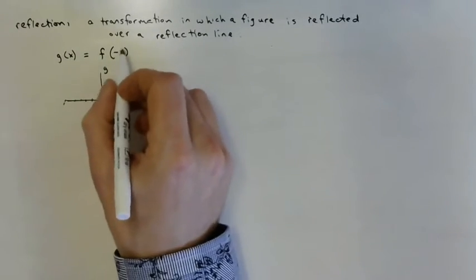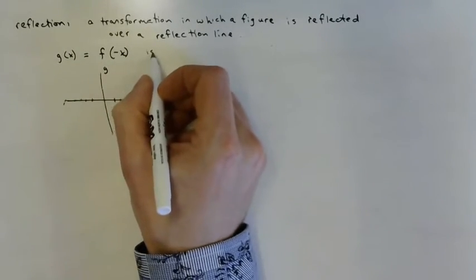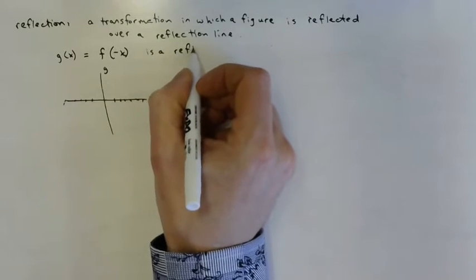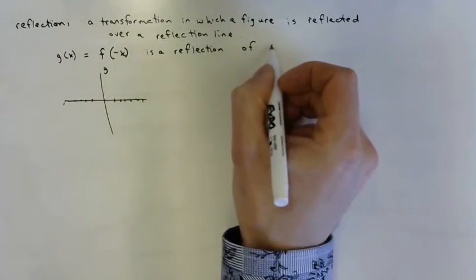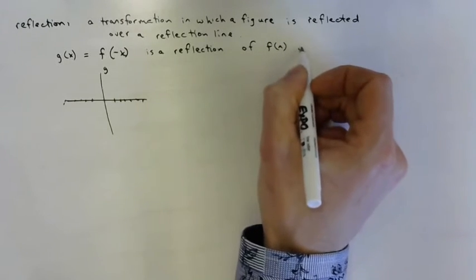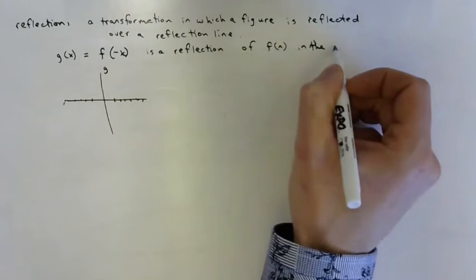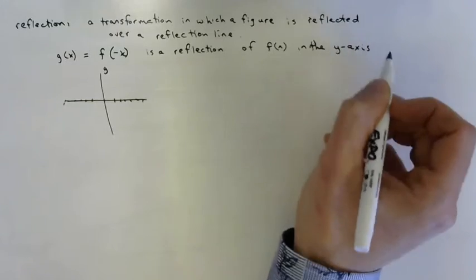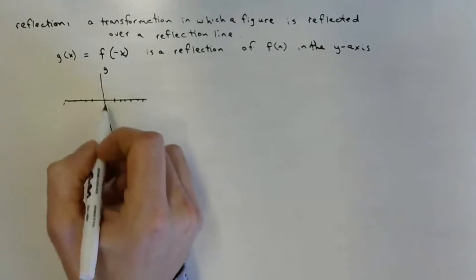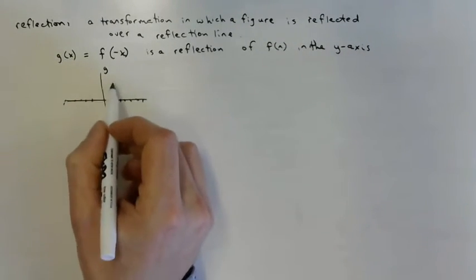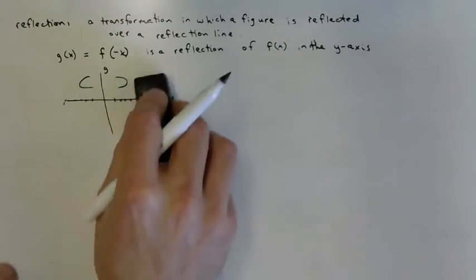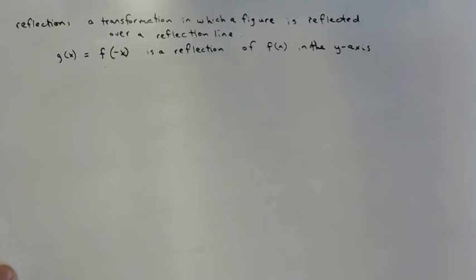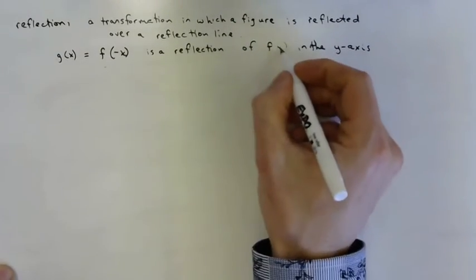So this right here is a reflection of f of x in the y-axis. What does that mean? If you looked at the y-axis like it was a mirror, you'd see the same shape on this side as that side. Okay?